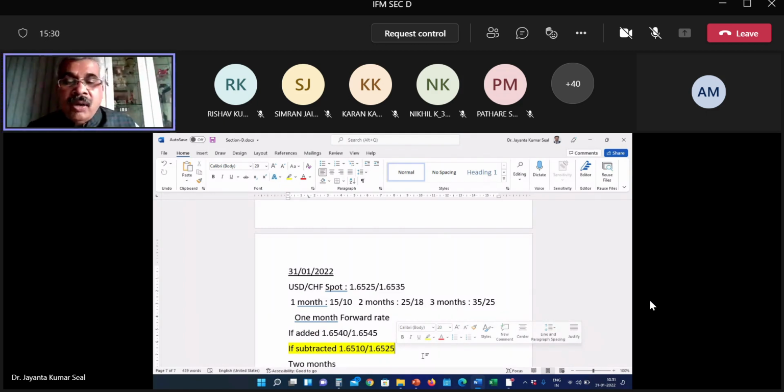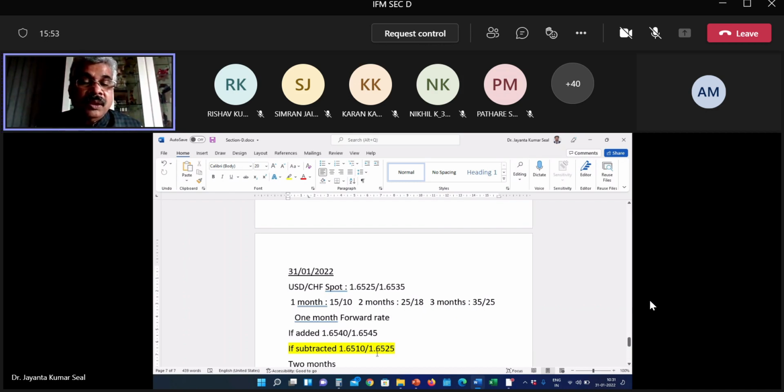First rule is offer rate or ask rate must be more than the bid rate. What is the second rule? As you go further, that is from spot rate to 1 month forward or 1 month forward to 2 months forward, the bid ask spread must widen. Okay, so these are the two rules, and by applying the two rules, we find that this one is subtracted, and this is the forward rate.